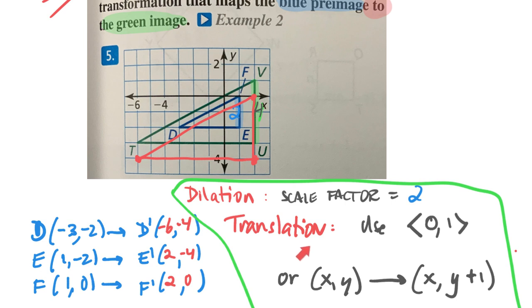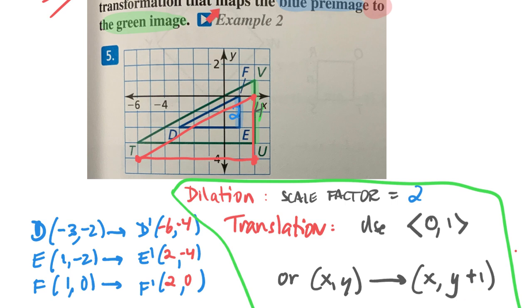And we can describe that translation either by using a vector. Remember, this vector tells us we will not move left or right at all, but we will move 1 unit up. Or we can use the rule notation where every value changes horizontally, not at all, but vertically by moving up 1 unit.